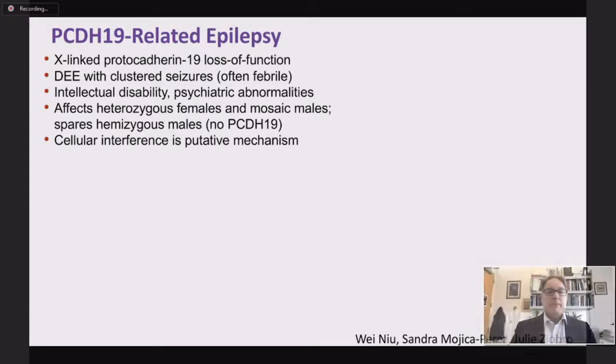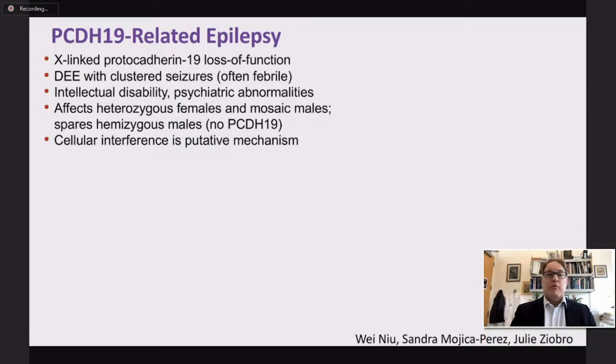It has many different names. It's due to genetic variants in the X-linked protocadherin 19 gene that are loss of function mutations. It causes a developmental and epileptic encephalopathy characterized by clusters of seizures, often provoked by fever. The children have intellectual disability. Later, they develop psychiatric abnormalities in many cases.